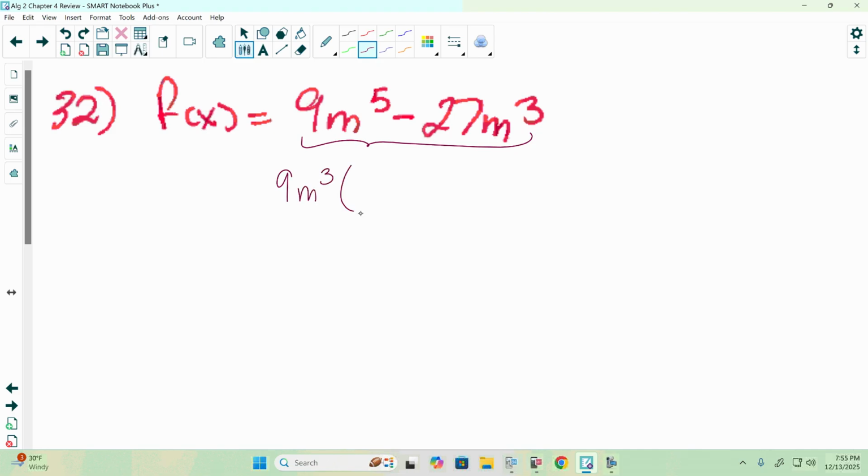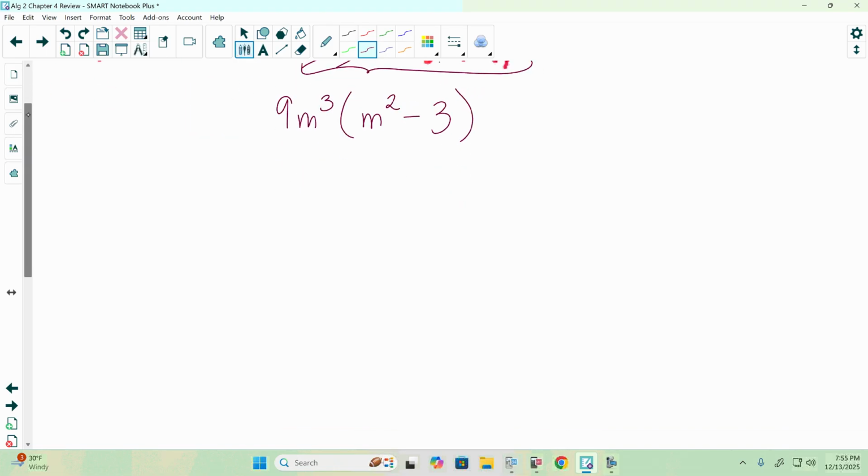9m cubed, because if I factor the 9 out of 9, we get 1. And if I factor m to the third out of m to the fifth, I'm actually left with m squared. Minus 9 factored out of 27 would be 3. M cubed factors out completely, telling me that I have really 9m to the third times m squared minus 3. Really, I'm just looking at m to the third, because we could say 9m to the third is equal to 0, because of our zero product property, and m squared minus 3 is equal to 0.